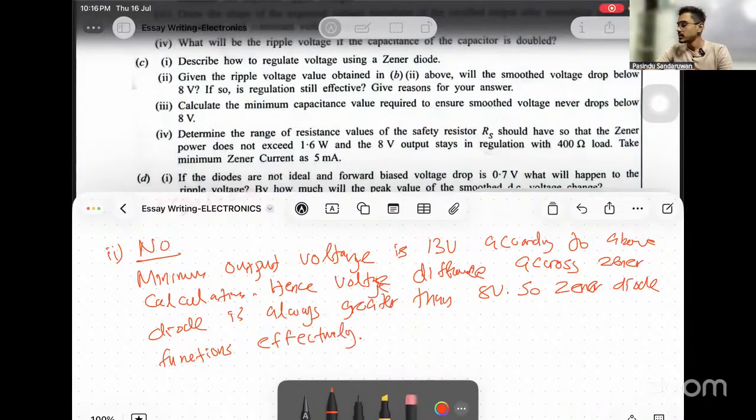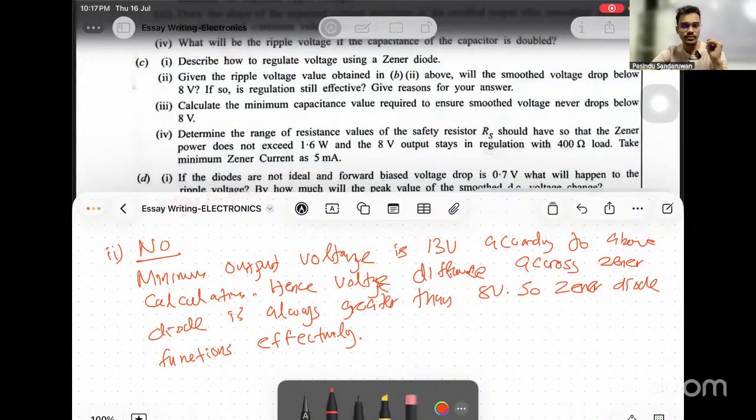So likewise, have complete answers. Write complete answers. Otherwise, don't write incomplete, here-and-there answers. Part 3. Calculate the minimum capacitance value required to ensure smooth voltage never drops below 8 volts. Which means the minimum voltage it could go down to is 8 volts.